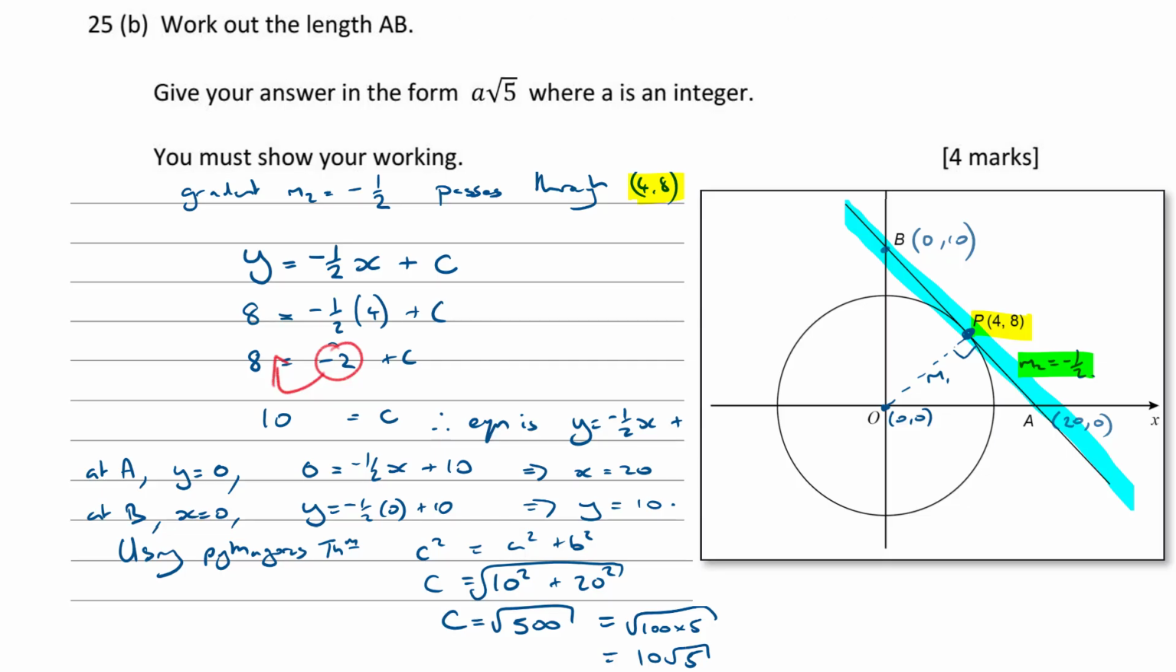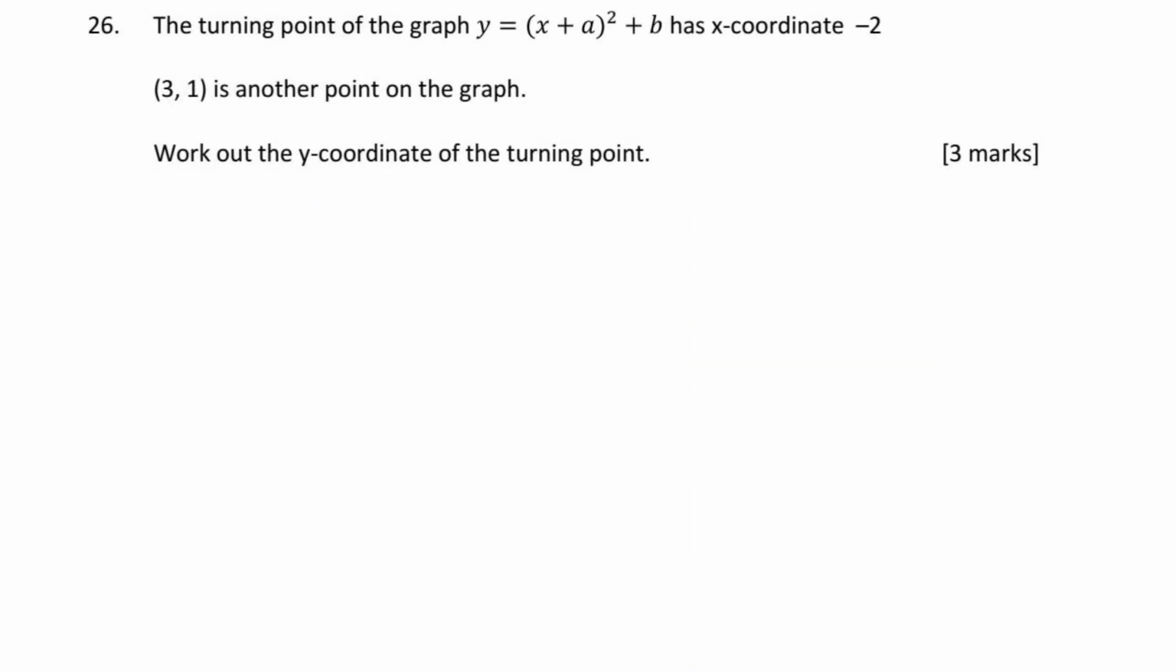That's our final answer then. Question 26. The turning point of a graph y is equal to (x plus a) all squared plus b has x coordinate minus 2. And we're told that (3, 1) is another point on the graph. Work out the y coordinate of the turning point.